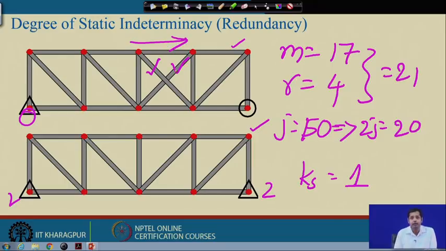So, if we remove one member, then the structure becomes determinate. If we remove one member, the M becomes 17 and number of reactions is 3, total unknown is 20. So, in this case it is indeterminate because of the additional internal force you have to compute, and in this case it is indeterminate because of additional support reactions we have to compute. So, in this case it is external and in this case it is internal indeterminacy. Okay. Now, these are some examples of calculating static indeterminacy.